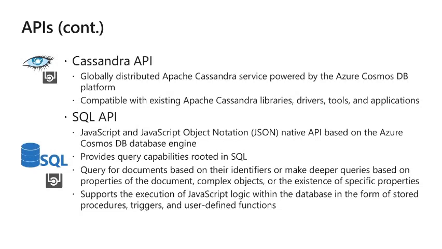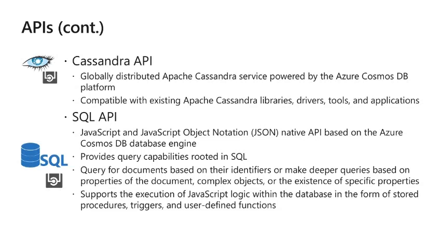And the fourth one is Cassandra. The Cassandra API in Azure Cosmos DB is a globally distributed Apache Cassandra service powered by the Azure Cosmos DB platform, compatible with existing Apache Cassandra libraries, drivers, tools, and applications.